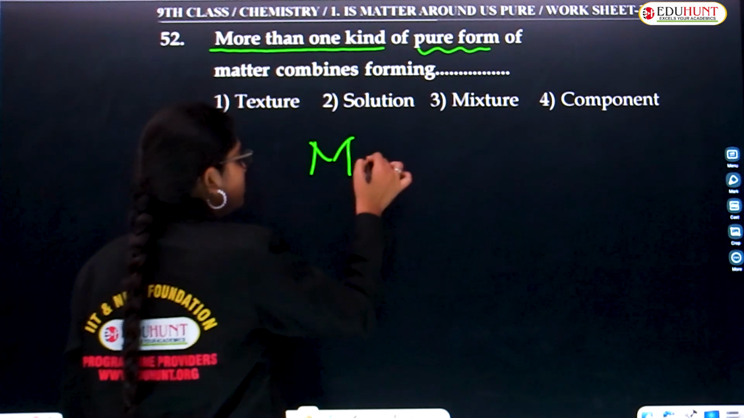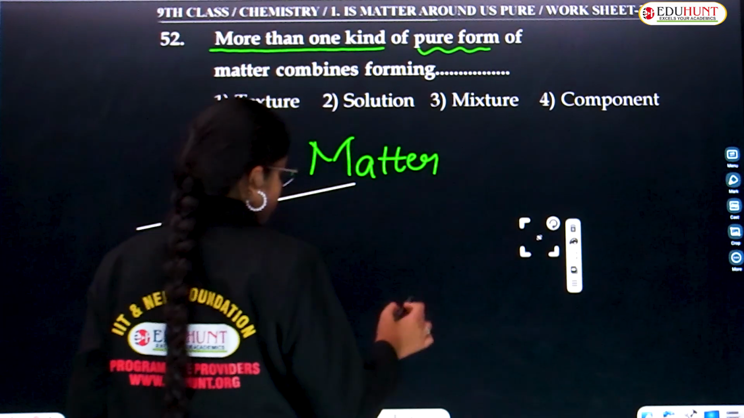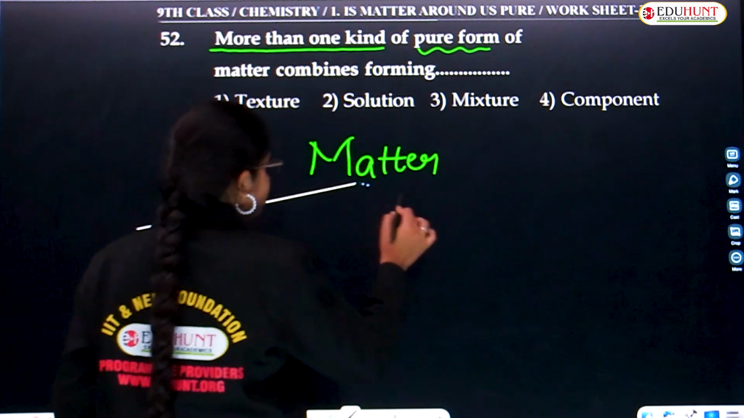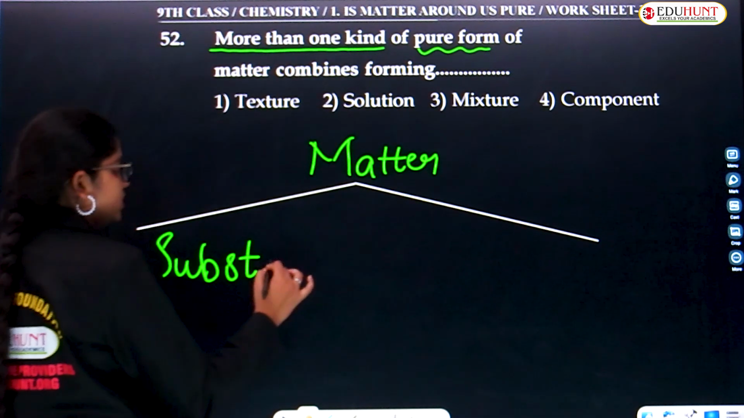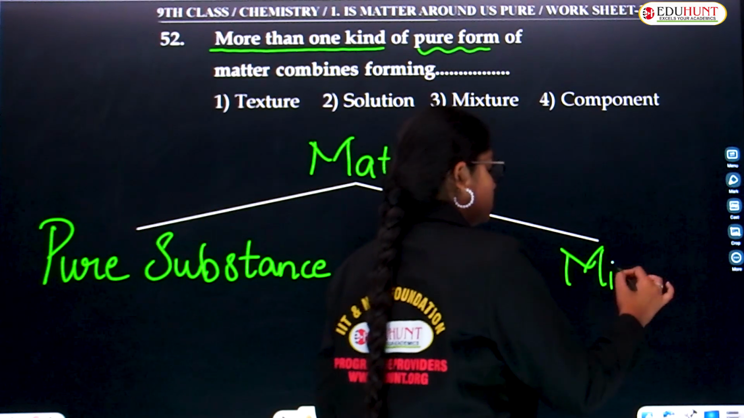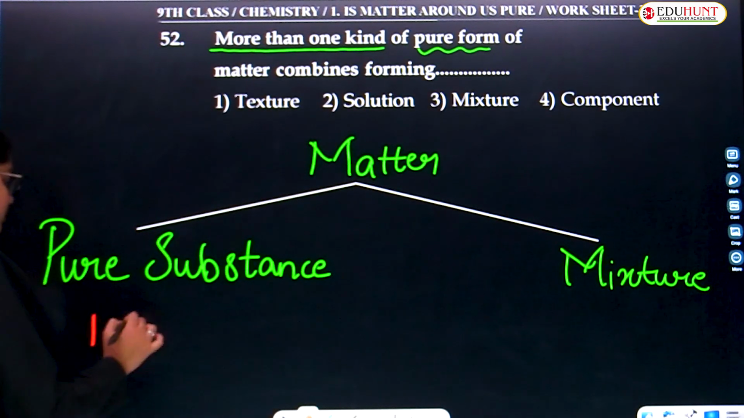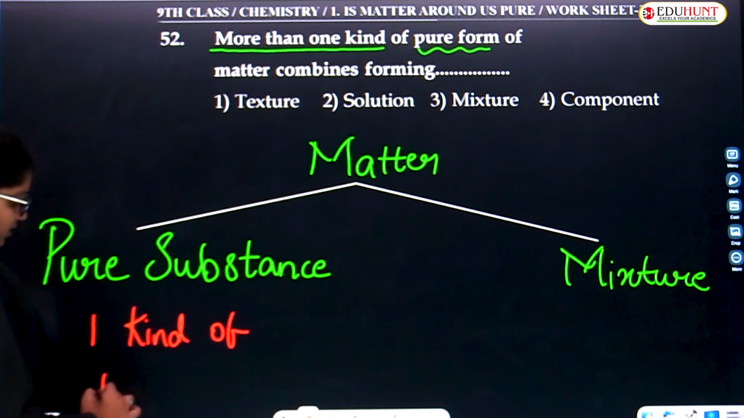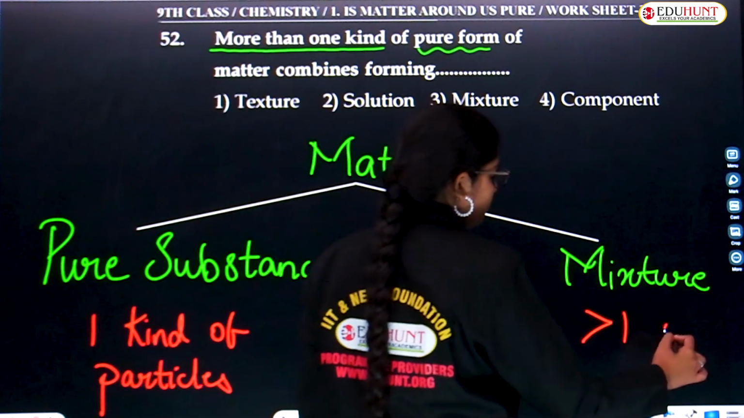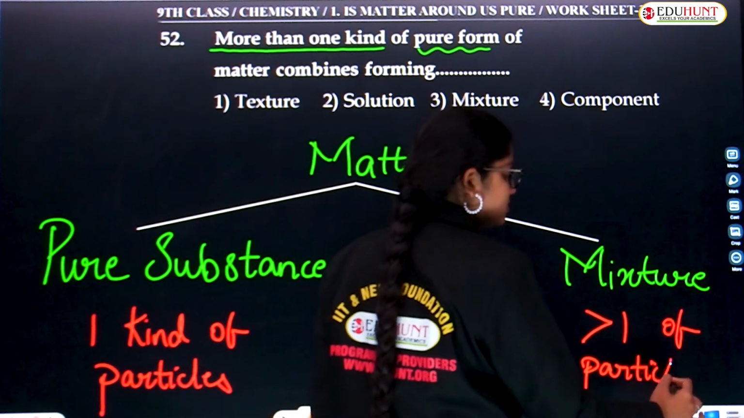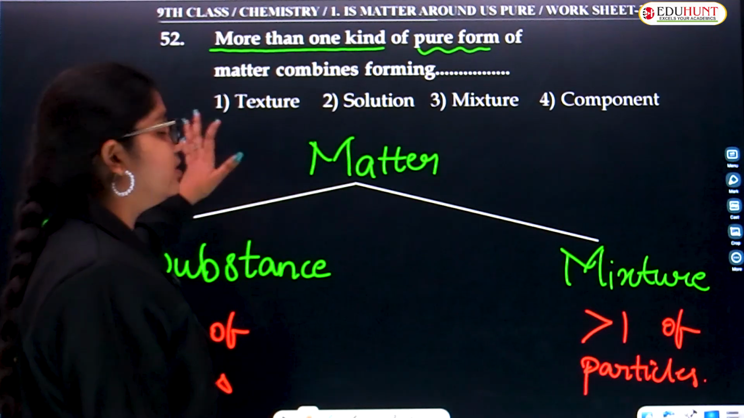So, we have the matter classification. Matter is classified into 2 broad categories, where the first one is nothing but pure substance, and the next one is, what is that next one, children? Mixture. Very good. In pure substances, what are we dealing with? Pure substances are made up of only one kind of particles. Then what about mixtures? More than one kind of particles, which means a combination of 2 or more particles. Such that we can say mixture is the matching answer for question number 52.